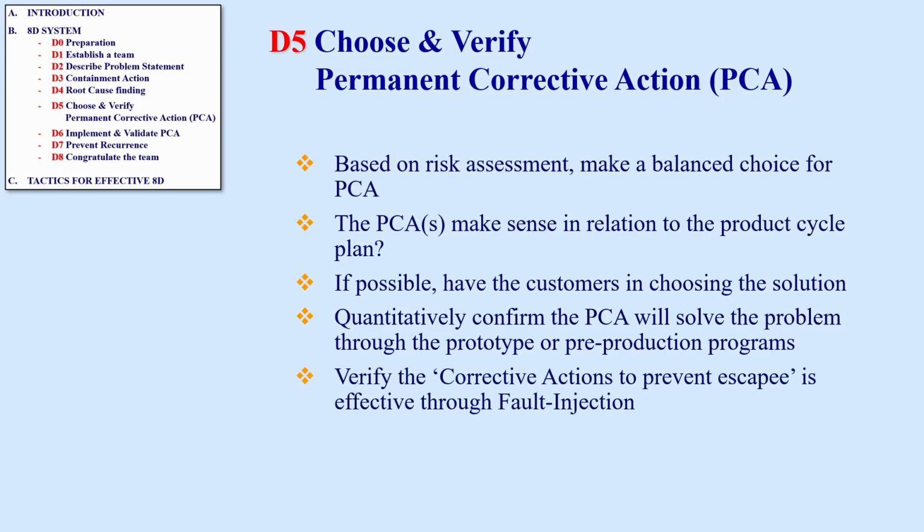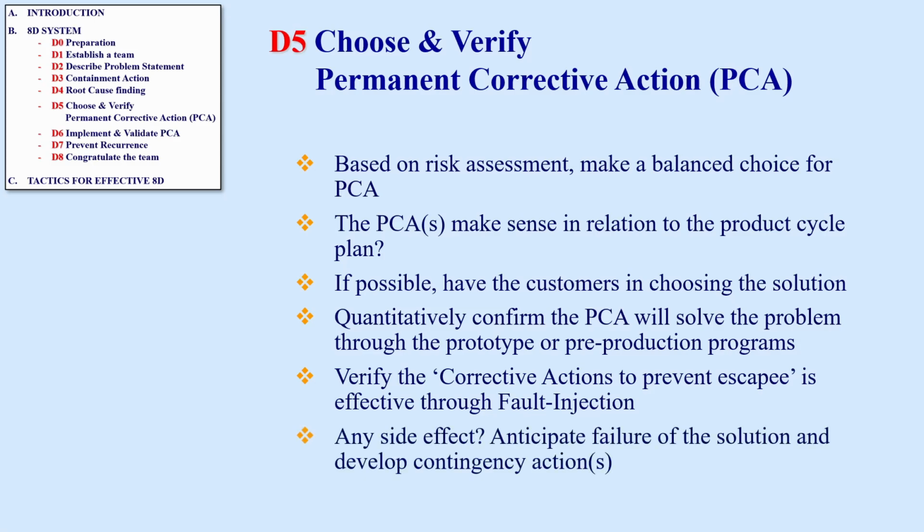False injection is a tactic to test the effectiveness of inspection or testing by smuggling some random failures without awareness of the inspector or tester. This is used to verify the effectiveness of detection. Lastly, we need to check if there is any side effect. We need to anticipate failure of the solution and develop contingency action.